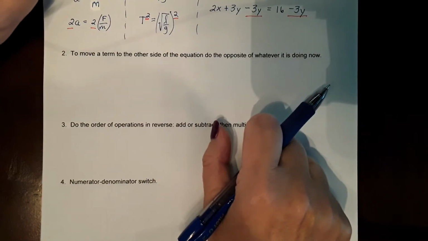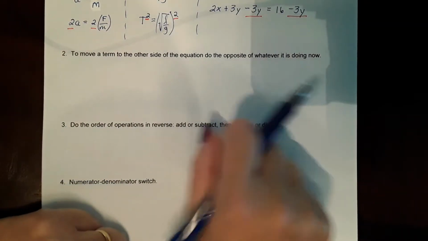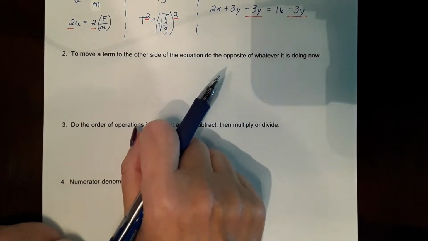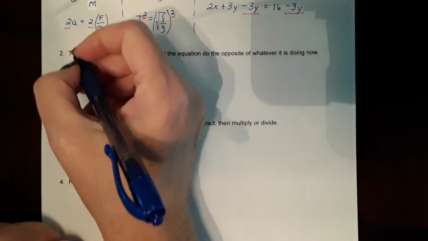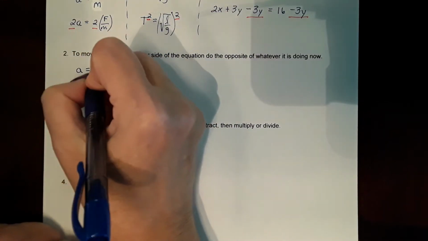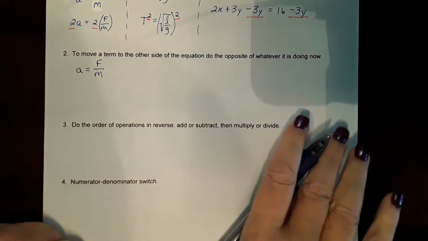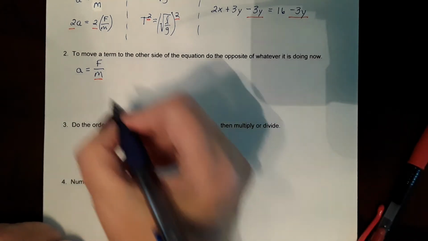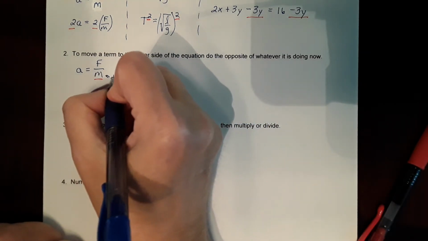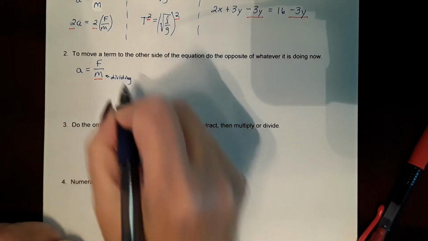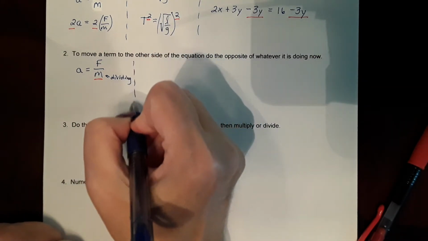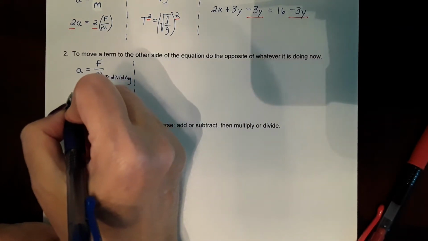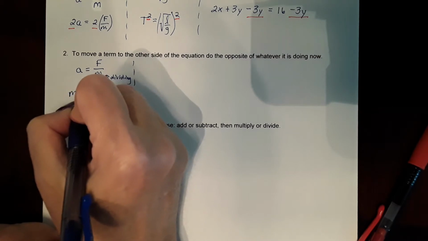Let's take a look at the second tip. If you want to move a term to the other side of an equation, you do the opposite of whatever it's doing on its original side. For example, if we go with the formula we were using right above, and let's say that we want to move the m to the other side of the equation. Well, right now we're dividing by the m. Okay, that's what it's doing right now. So in order to get it to the other side, we have to do the opposite. We have to multiply it on the other side. So we say m times a.